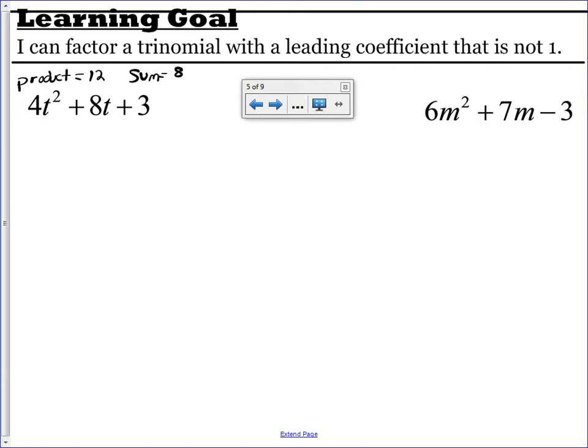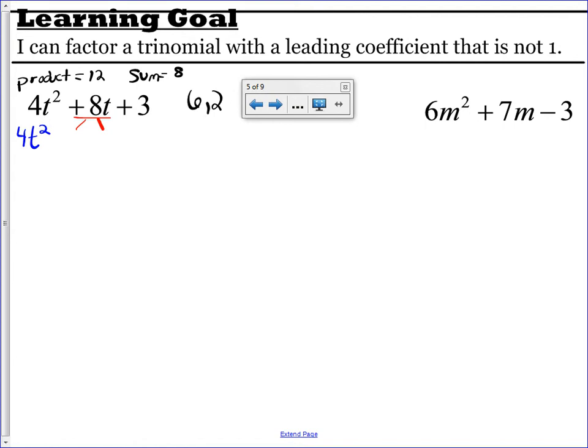All right, what combination will I use here? What combination? Danaram? 6 and 2 are my numbers. 6 times 2 gives me 12. 6 plus 2 gives me 8. Okay, so I keep my first term the same, 4t squared. I decompose this middle term into the pair that works. So what will I write that as?